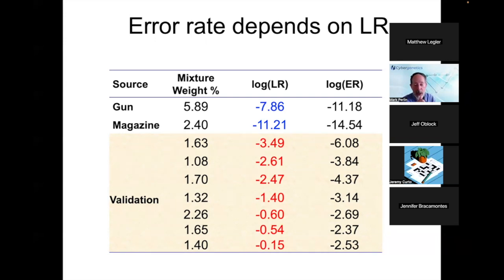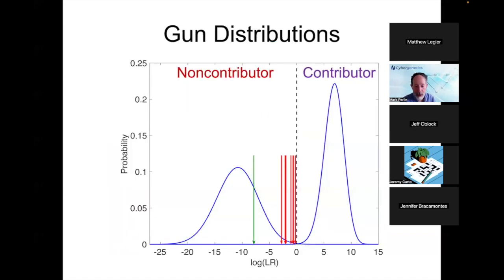Here's where the distribution helps. Next slide. So there's the non-contributor distribution for the gun on the left. There's the contributor distribution for the gun on the right. Green is showing this match statistic of around log LR negative 7.5, negative 8. And what you're seeing in red are error rates from a different study. It's not this case. It's completely different. We'd even have a different distribution. And they're not even close.